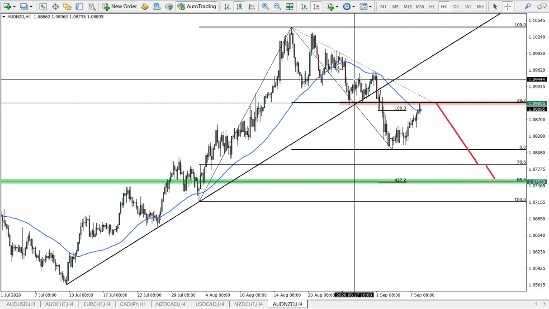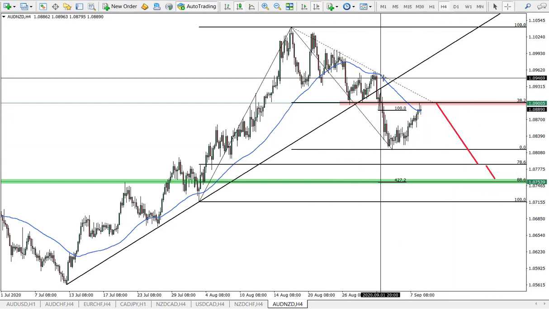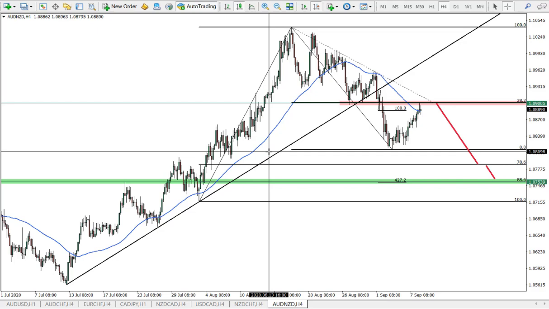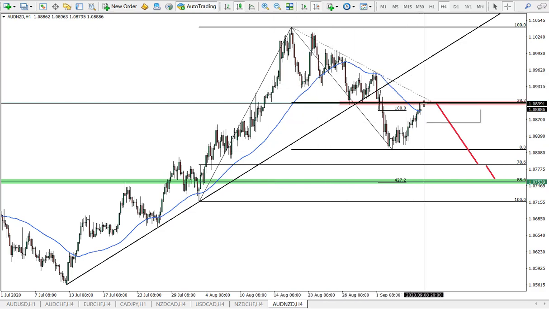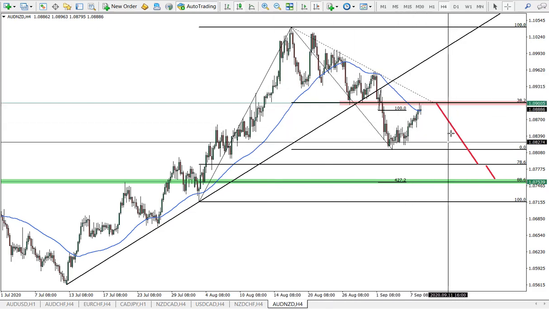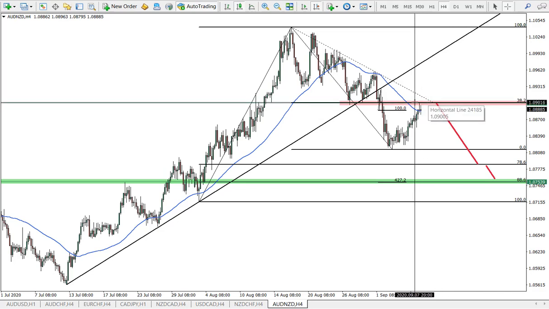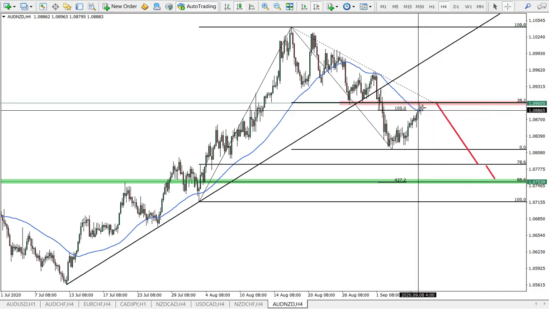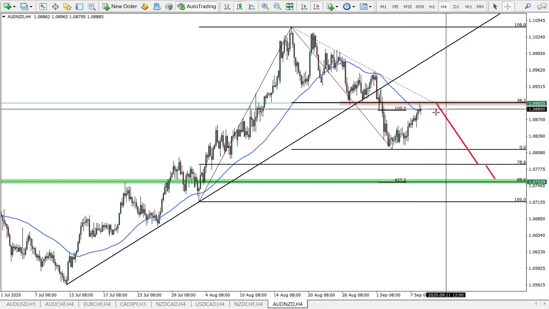Although overall the trend will remain bearish, and we will get back to this analysis once again if there is a breakout. But for now, what I do expect is the rejection, which already occurred. I expect price to continue maybe consolidating for the time being and then moving down.